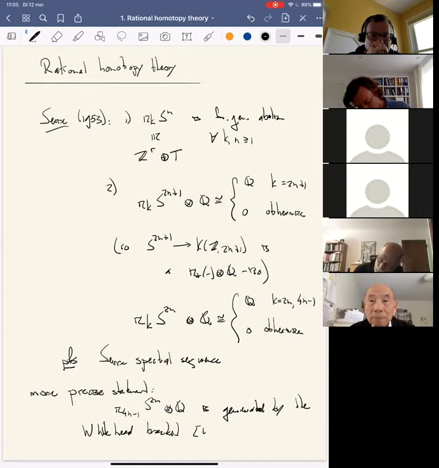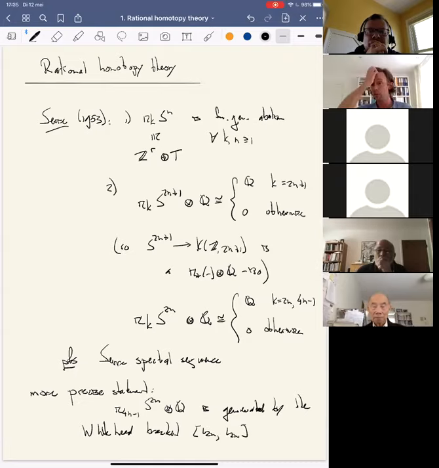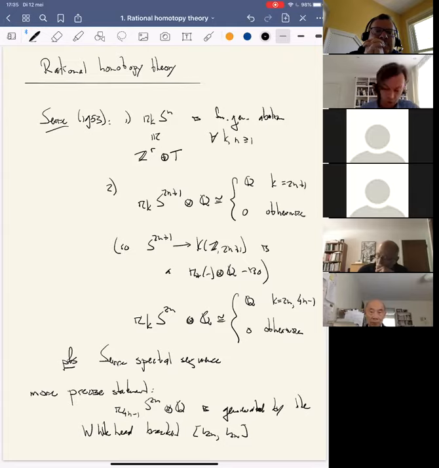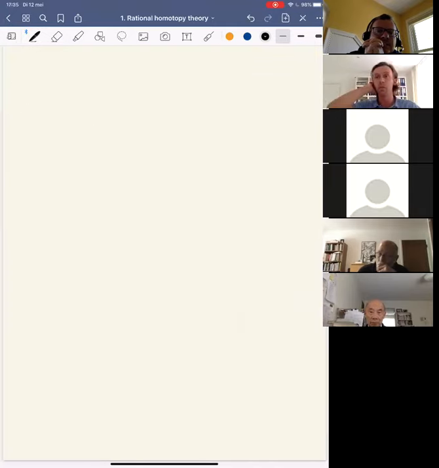The Whitehead bracket of the fundamental class, I'll write that iota 2n of the 2n sphere with itself. Okay, so the Whitehead bracket will play a very important role in this course. It will feature essentially everywhere. So let me just introduce it properly to be somewhat complete.